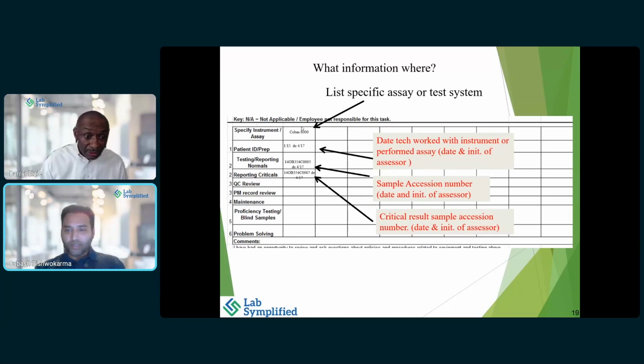Dr. Elzie, sorry to interrupt you here, but we have a question, and it relates to this slide. Asan asked, can we discuss the test system?